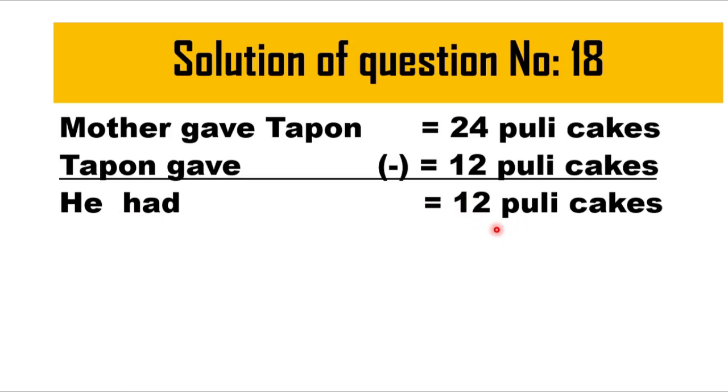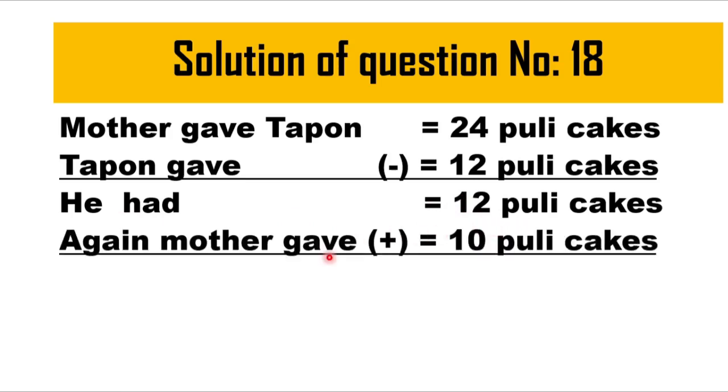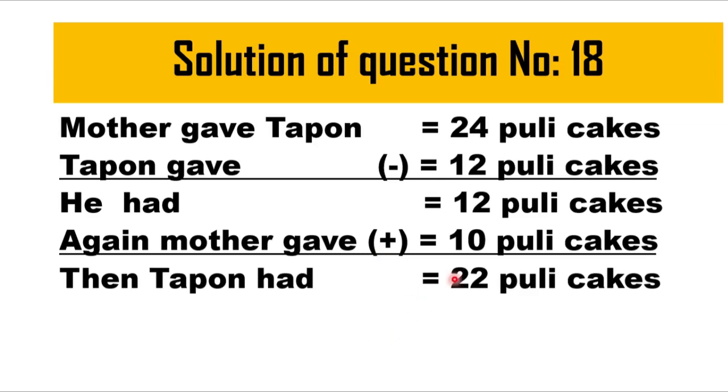And in the next line you should write that again mother gave 10 pulley cakes. So when his mother gave him 10 pulley cakes, the total number of his pulley cakes will be increased, and that is why you should use the concept of addition. That is why I write a plus sign here, and it is a must. So in the next line you should write that then Topon had 22 pulley cakes.